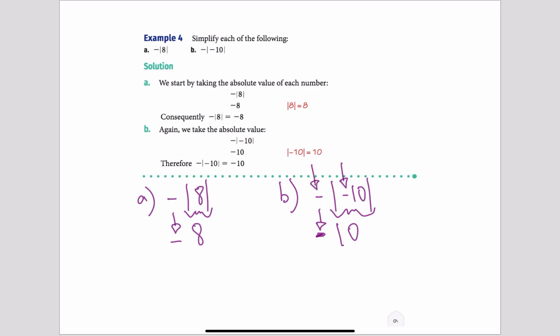And so they don't cancel each other out, because absolute value bars are not like parentheses in that you can't distribute the way you can distribute with parentheses. You have to resolve the absolute value before distributing the negative in this case.